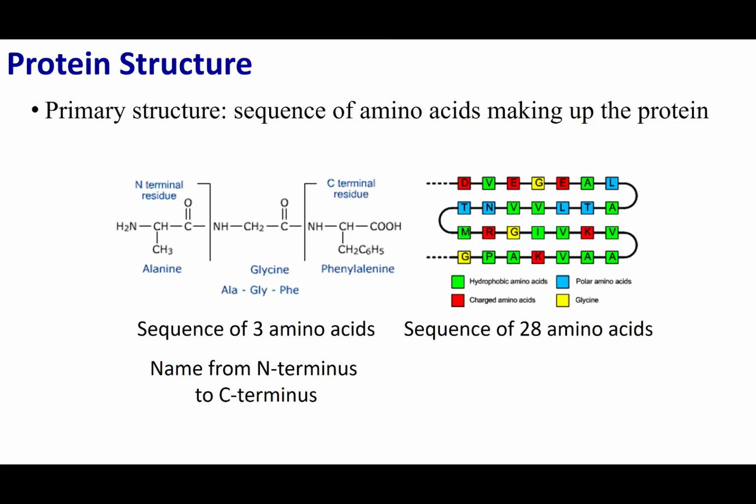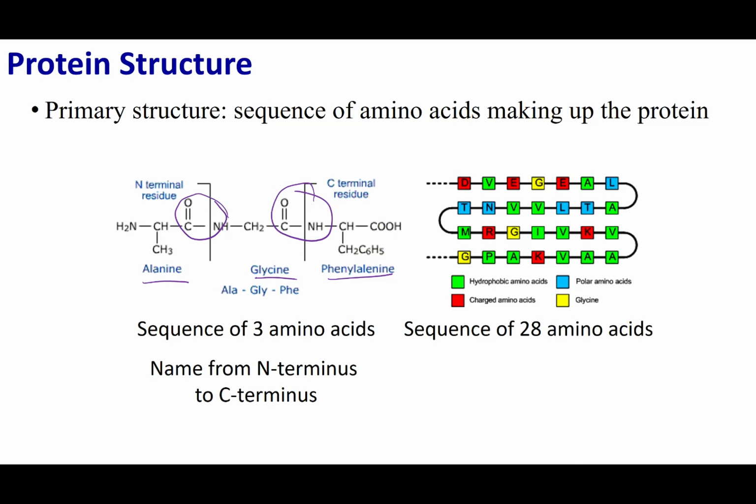Now, if we take a look at this, I took an alanine, a glycine, and a phenylalanine. These are 3 amino acids. I condensed them to form the amide bond. And what I made out of this is something called a tripeptide. Now, a tripeptide, peptide means protein, tri means I made it out of 3 amino acids. So if I use 2 amino acids, we call that a dipeptide, 4 amino acids, tetrapeptide.